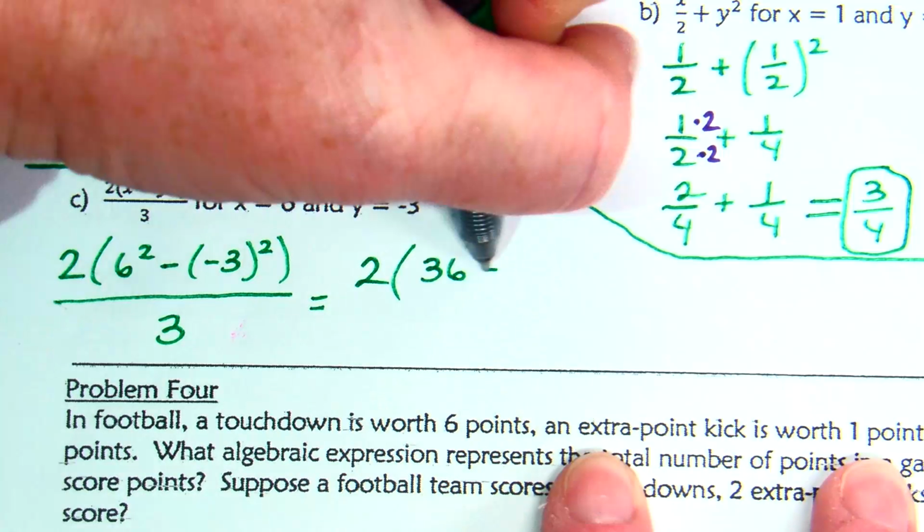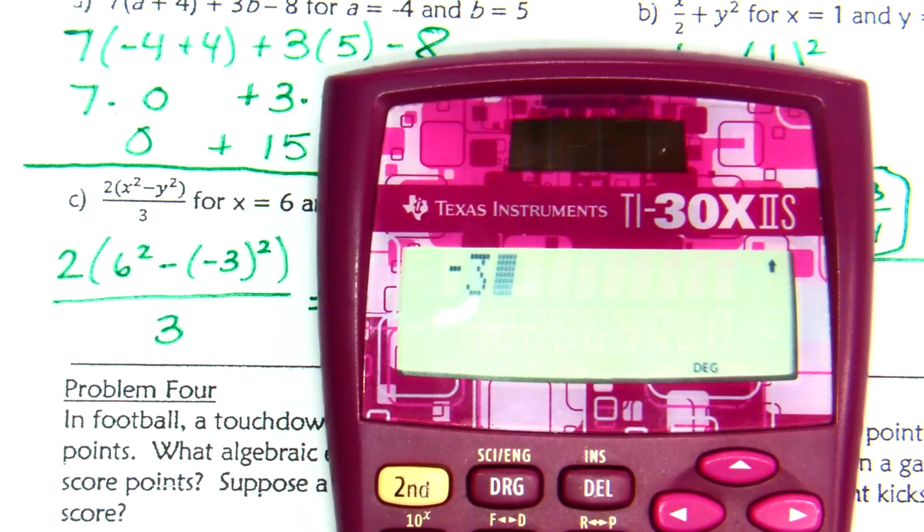Now, if anyone out there is saying, but my calculator told me negative 9, you have to enter it correctly for your calculator to give you the right thing. Because here's the difference, folks. It all comes down to how you enter it. If I enter negative 3 squared, that's going to give me negative 9. But that's because I did the negative of 3 squared. What we're trying to do is square the number negative 3, so I'd have to use parentheses. 36 minus 9 is 27.